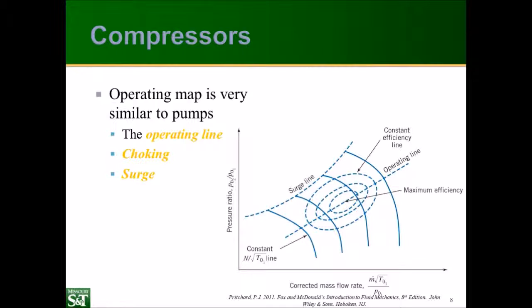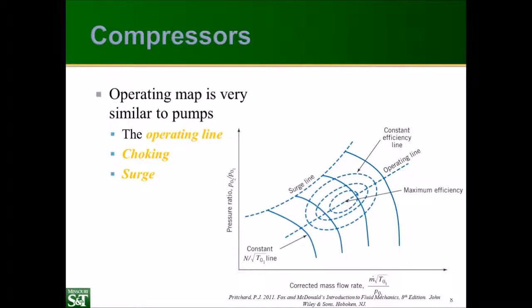The first one is choking. Choking is a maximum possible flow rate. Basically what happens is the flow rate gets so fast that the flow reaches Mach 1 at some point inside your turbomachine. That's the maximum flow rate that is allowed in the machine. And so you can't go any faster from that point on, and it basically puts a limit on the flow you can have through your turbomachine.